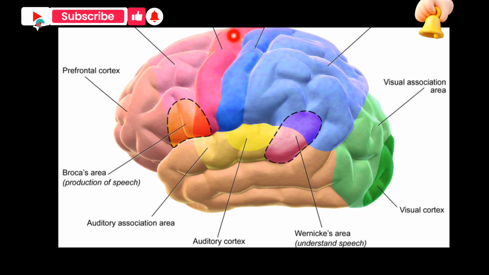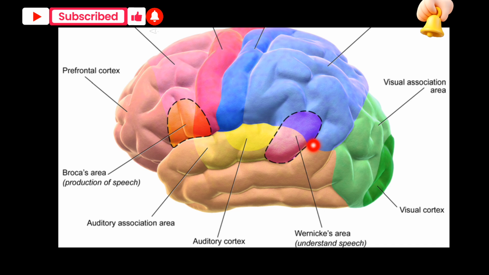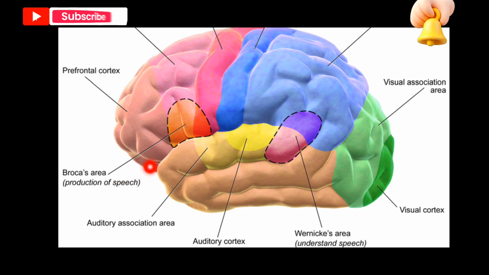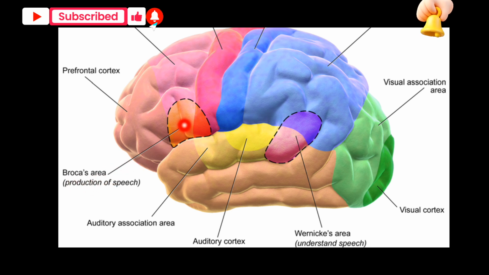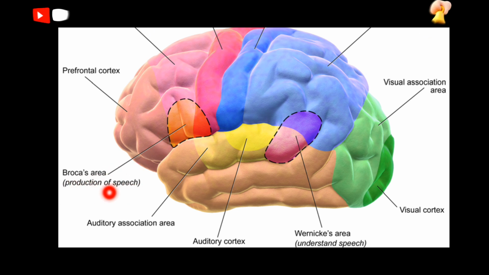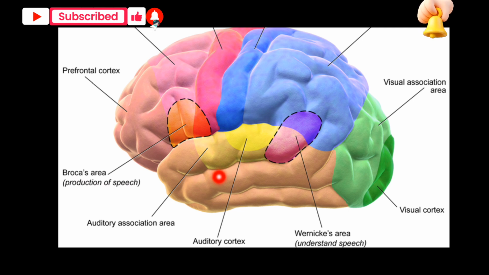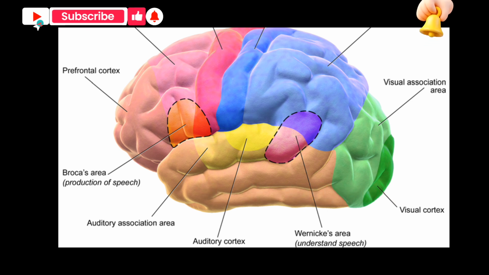Now this is the brain, right? You can see different parts of the brain which are responsible. Here you can see Broca's area. We will discuss this in detail, production of speech. And here you can see the auditory association area. And here you can see the auditory cortex. Here you can see Wernicke's area, that is for speech comprehension. Here you can see the visual cortex, right? And so on. We will discuss these different parts on coming slides.